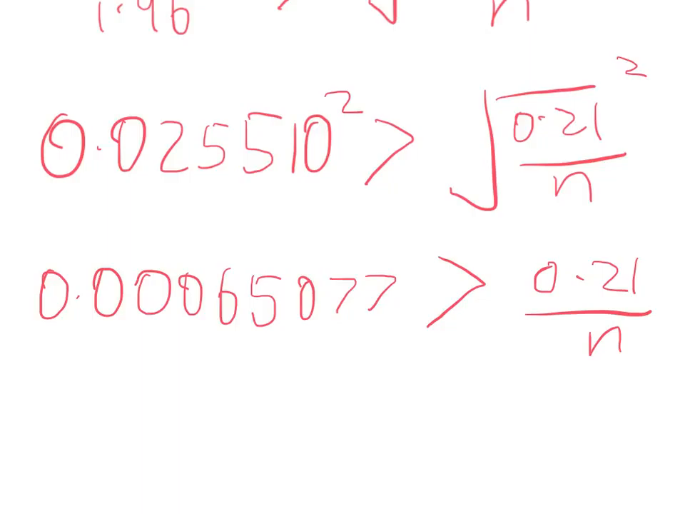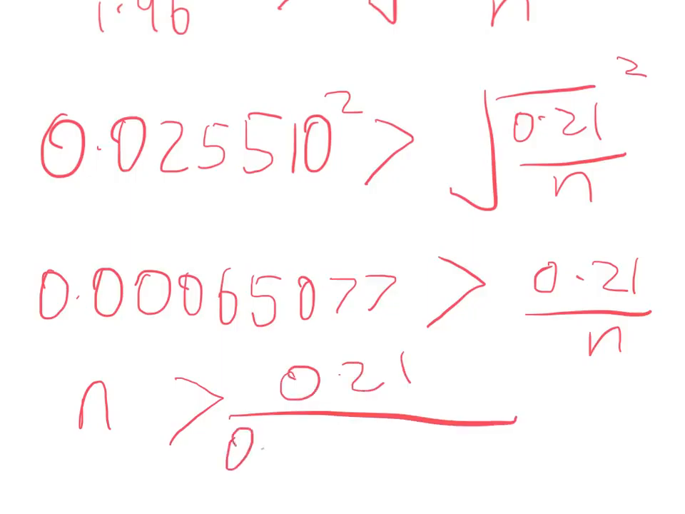Now we've got a couple of options here. What I'm going to do is multiply both sides by n and divide by this very long 0.000650077, which effectively means that I'm going to be swapping these two over. But the way I'm doing it is I'm multiplying this side by n, and I'm dividing this side by 0.000650077. So it's going to come out to this. N must be greater than 0.21 over 0.000650077.